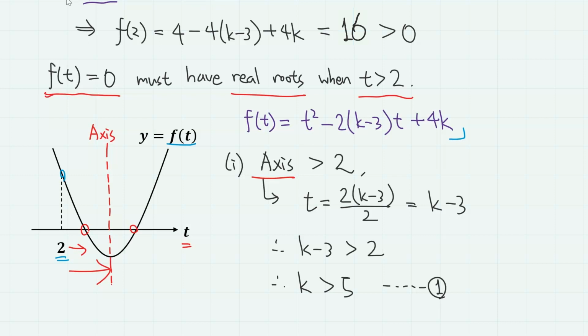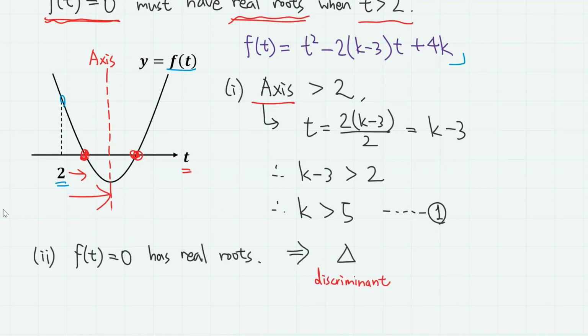Next, the quadratic equation f(t) equals 0 must have real roots, that is, the graph must meet the t-axis in the first place. And this means that the discriminant of the quadratic equation must be non-negative. So from here, the discriminant is (4k minus 3) squared minus 4 times 4k, so 16k, which must be non-negative.